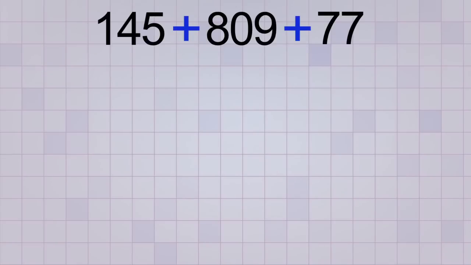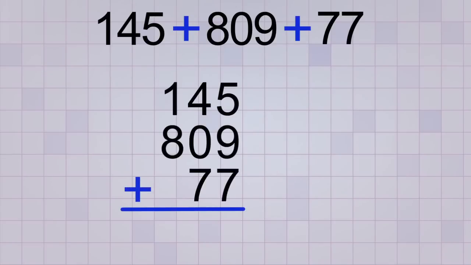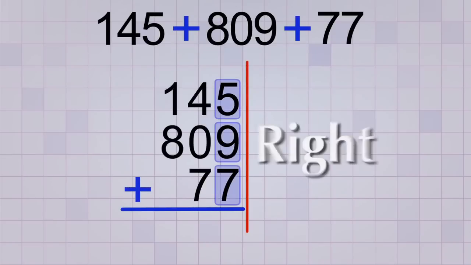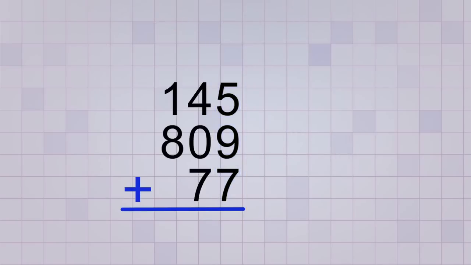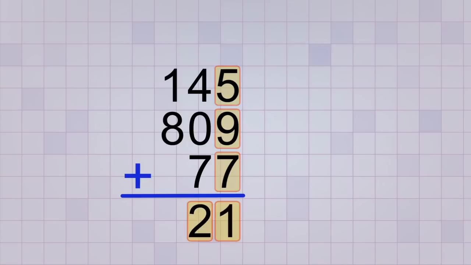We start the same way, stacking the numbers up and making sure all the ones places line up in a column on the right. And as always, we add up the digits in the right-hand column first. 5 plus 9 plus 7 equals 21. Because that answer is a 2-digit number, we need to carry the first digit to the next column, which is like moving a group of 20 over and leaving the 1 behind.